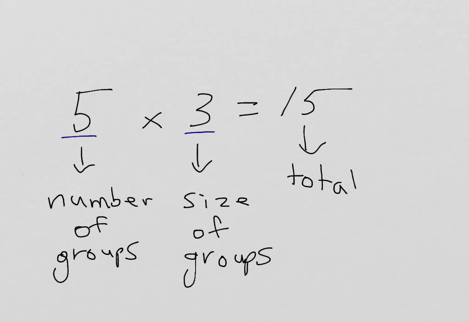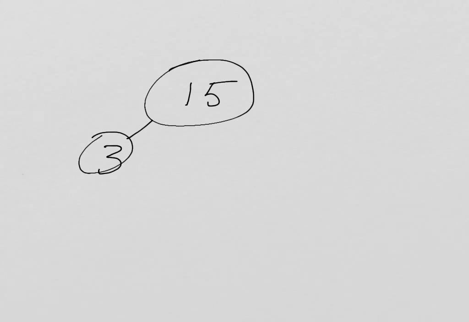We can show this in another way, too, that we talked about. That was the number bond. Number bond looks like this. In the middle, we have the total. And then we have each group as a part, like this.